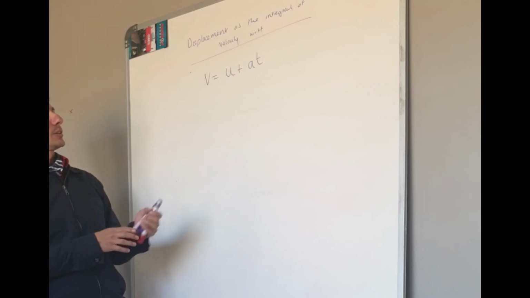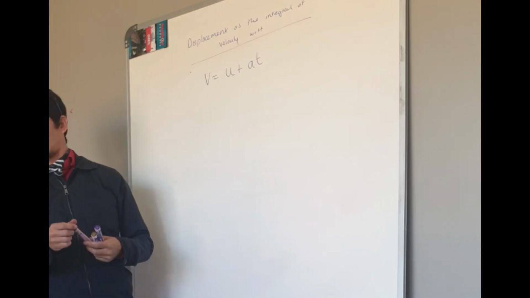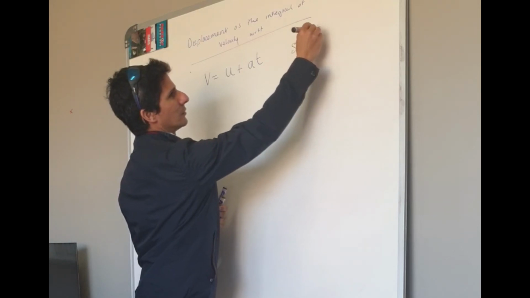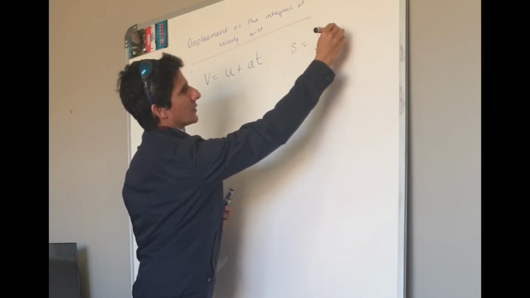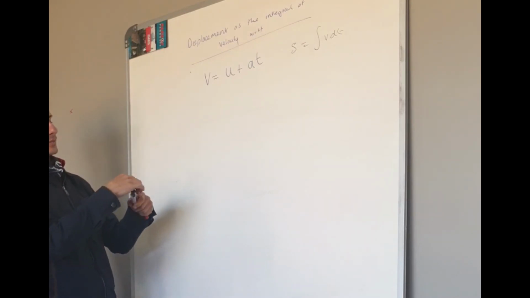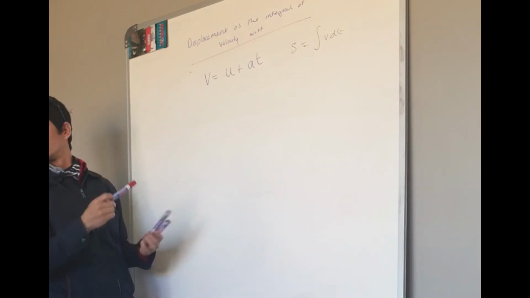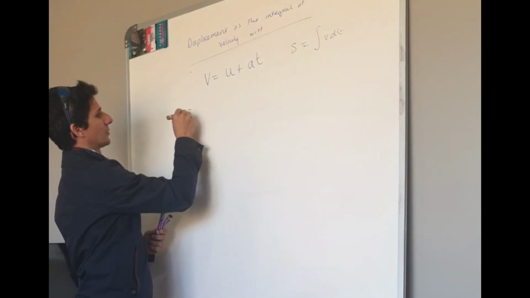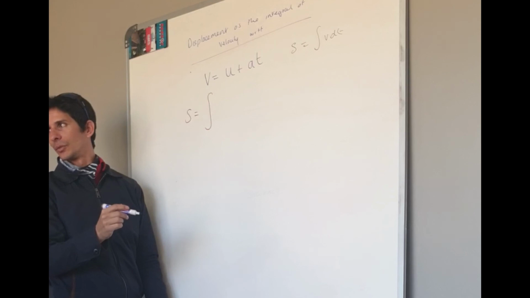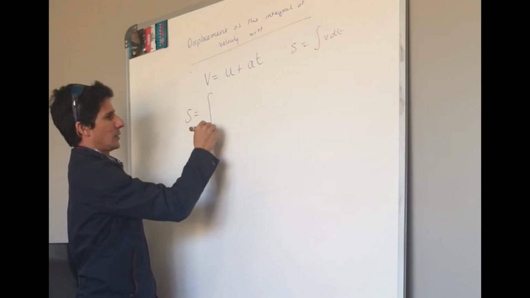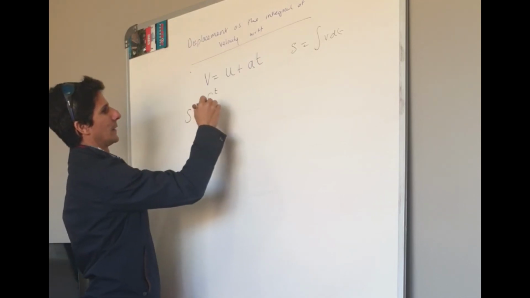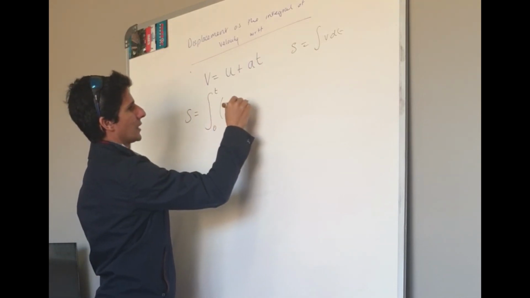So what if we wanted to find displacement from this? How do we find displacement? It's equal to the integral of velocity, isn't it? So let's integrate this function. I can just say, well, I'm going to start at zero. u plus at.